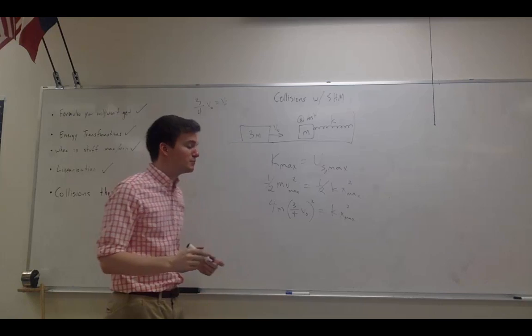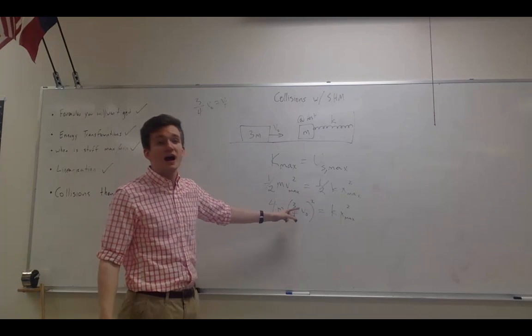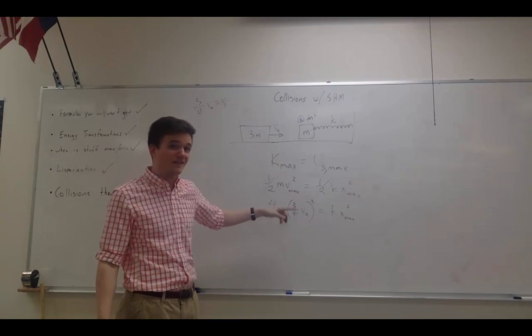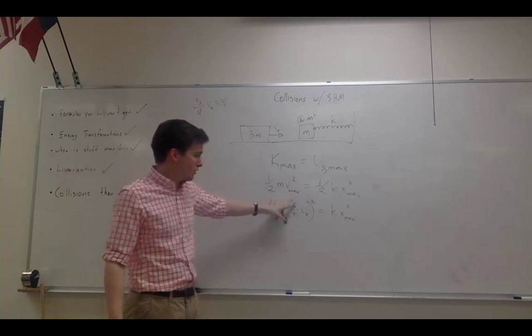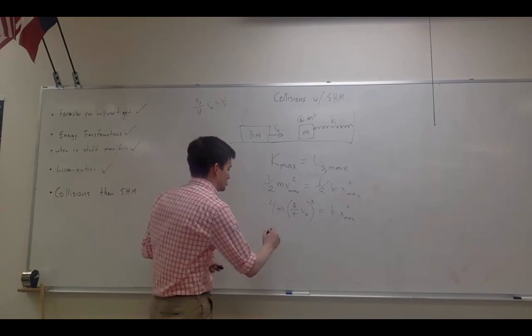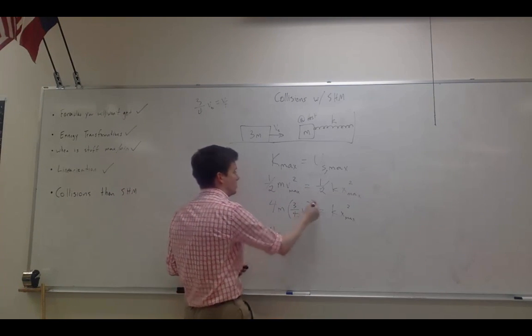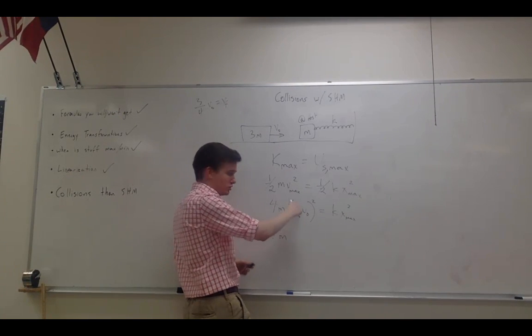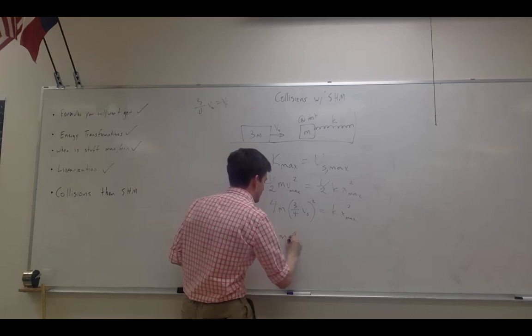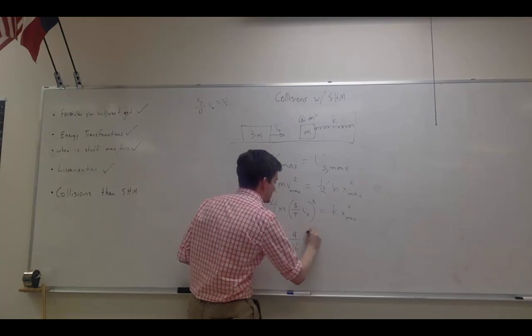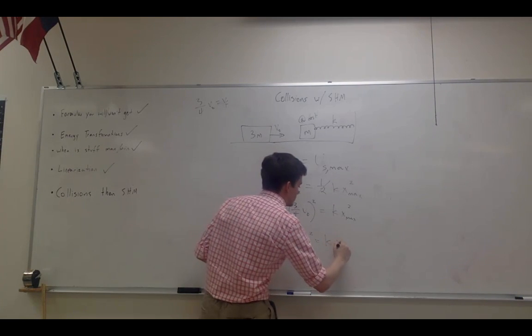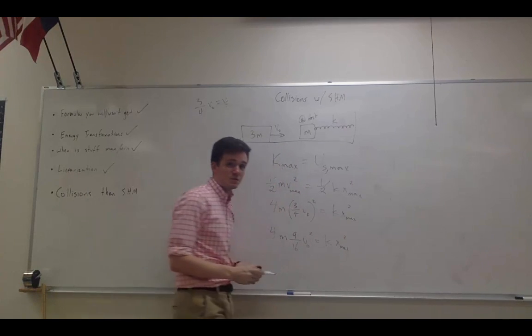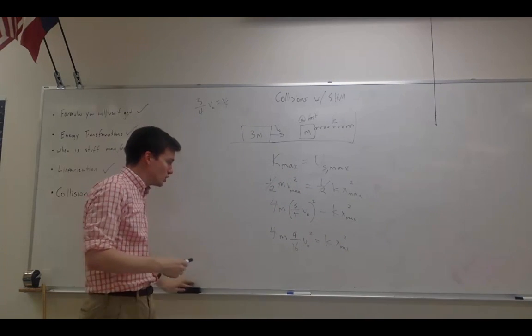That bit's easy. No tricks there. Here, I do want you to go ahead and distribute that square. You have to square the 3/4 and square the v naught. So we have 4m, square the 3/4, that turns into 3 squared over 4 squared, so 9 over 16, times v naught squared equals k x max squared.